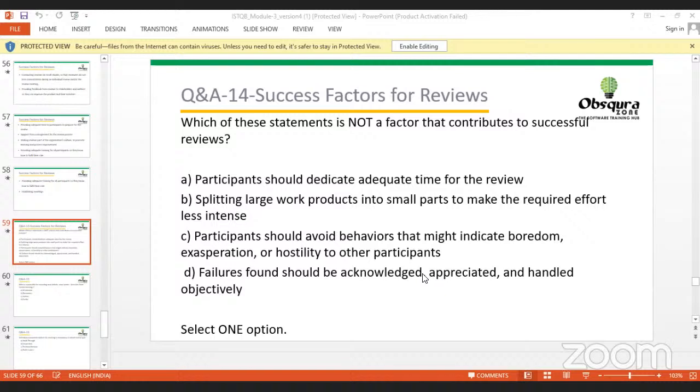Okay, option D is the correct one. Everyone, is it clear? So failure is something that occurs after the dynamic testing. We are talking about static testing, successful reviews, right? Okay, thank you. So just make that correction.